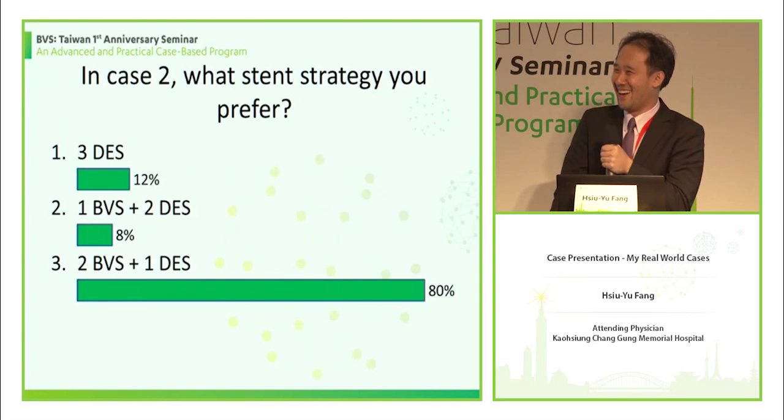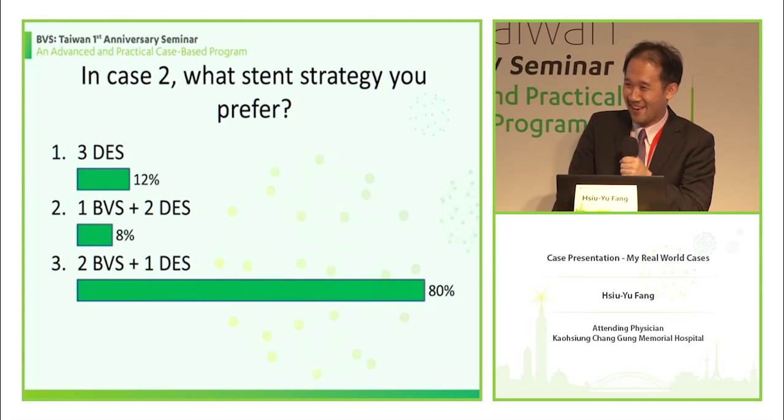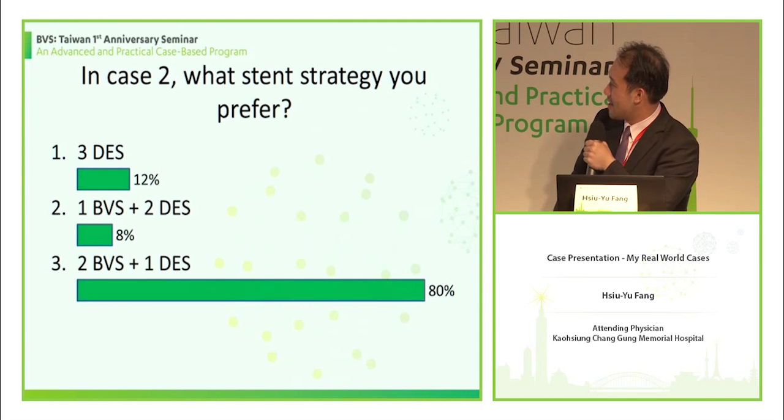This is totally different from ours. So everybody selected 1 DES and 2 BVS.